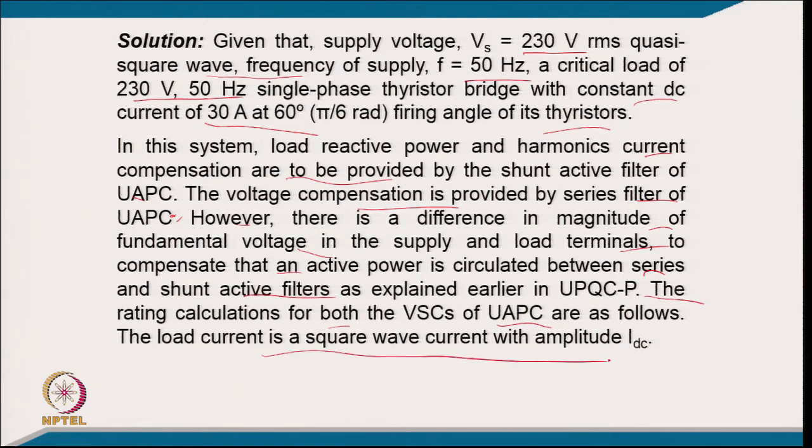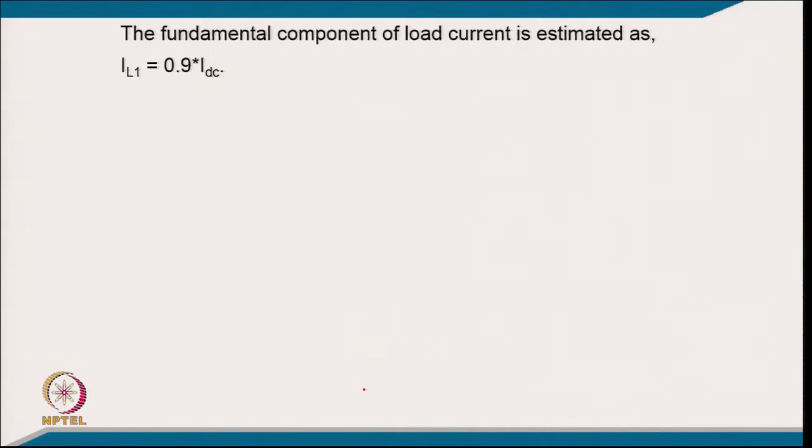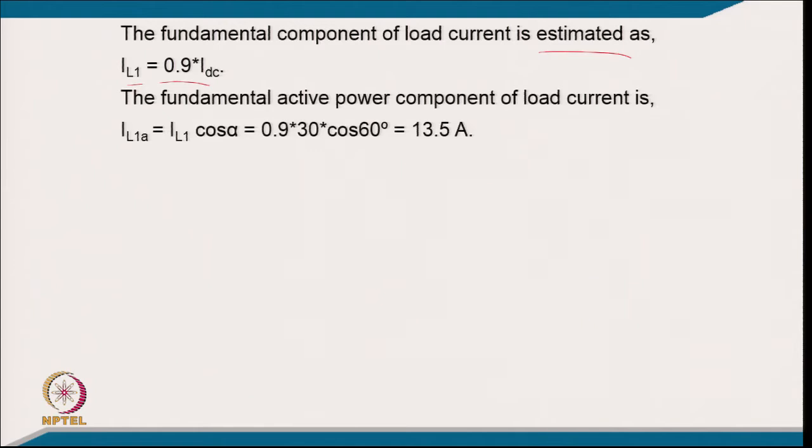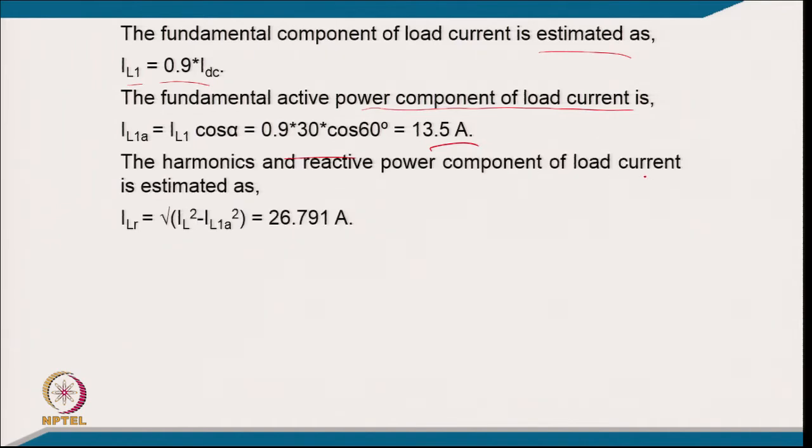The load current is a kind of square wave current with the amplitude of the DC link current. So, the load RMS current will be the same, being a square wave, that is 30 ampere. The fundamental current is estimated from that, that is 0.9, 2 root 2 upon pi, that is 0.9 into IDC, and the fundamental active component of current will be IL1 into cos alpha. So, putting the value, it comes to 13.5 ampere. The harmonics and reactive power component of load current is estimated from RMS current square minus the fundamental active component square.